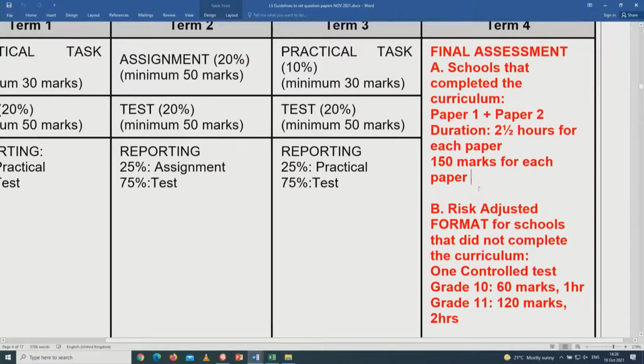So I am going to repeat it. Common dates will be provided, but not common papers. Schools must set their own papers.